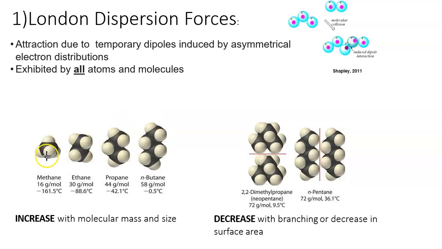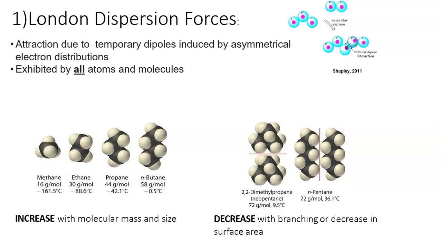What we find is that as the molecule becomes larger, the London dispersion forces increase. So it increases with molecular mass and size. The greater the molecular mass, the bigger the molecule is, the greater its London dispersion forces. That's simply because there are more electrons and more area in order to attract.